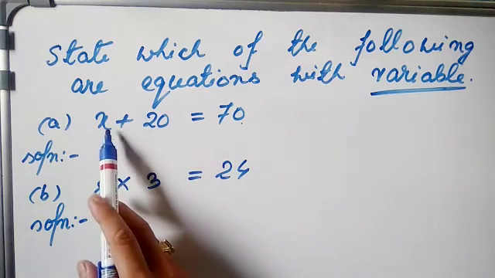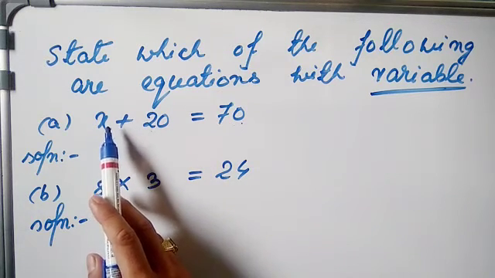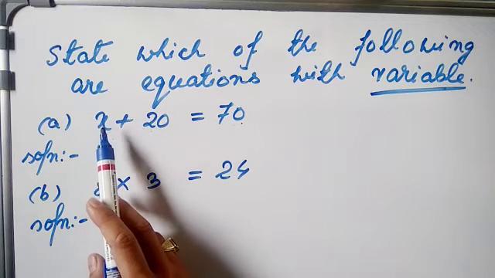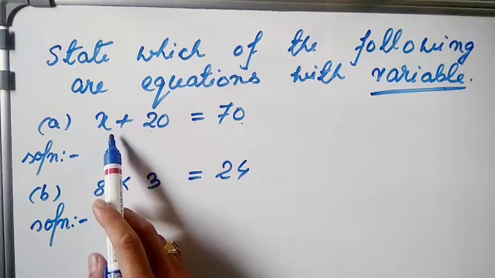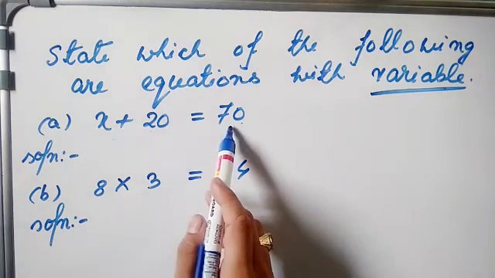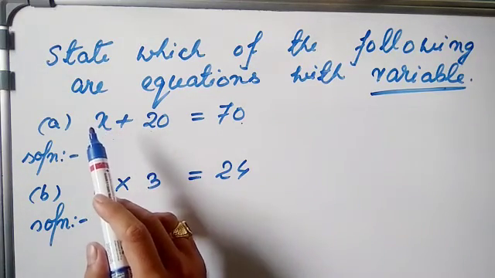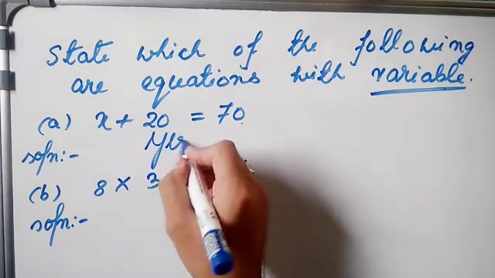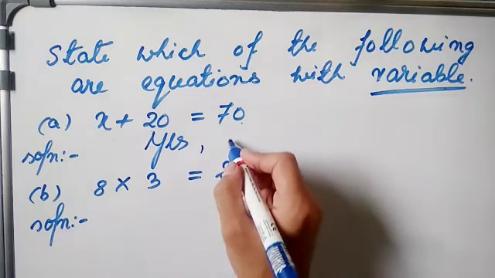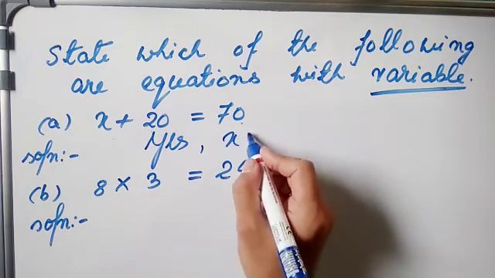So here we can see the variable involved. The variable involved in this equation is x, right? So is this an equation with a variable? Yes. Why? Because in this equation we have a variable and the variable is x. So this is an equation with a variable. So the answer will be yes, and the variable involved is x.